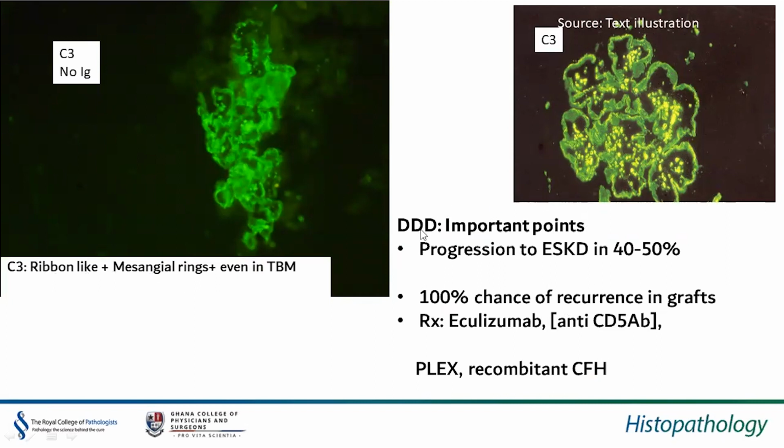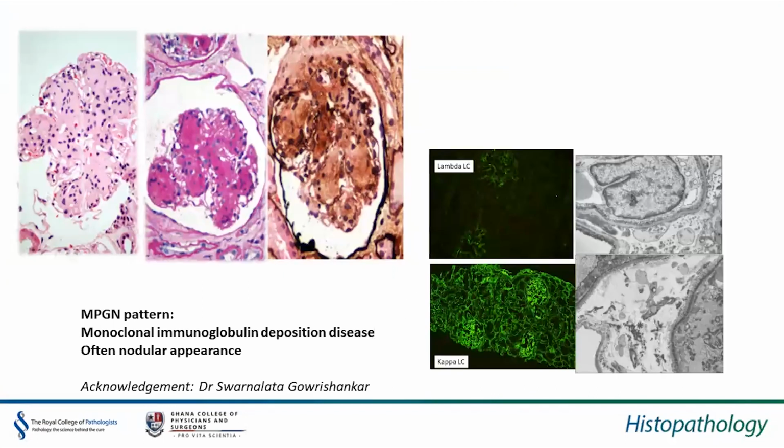It's important to recognize dense deposit disease because it progresses to end-stage kidney disease in at least 50%. There's a 100% chance of recurrence in grafts. A very expensive treatment is used for this, and that is eculizumab, which is one of the most expensive drugs. It is a drug used against C5, which is one of the factors that controls the alternate pathway of the complement system. Plasma exchange and recombinant complement factor H may also be considered as therapy for dense deposit disease.